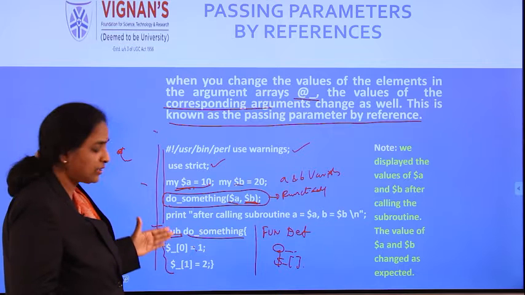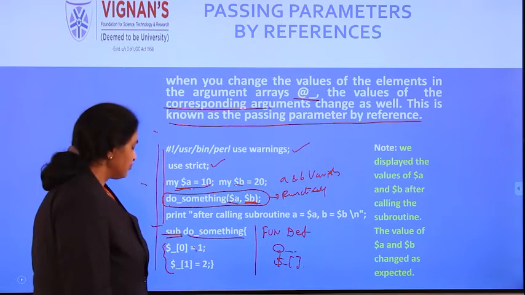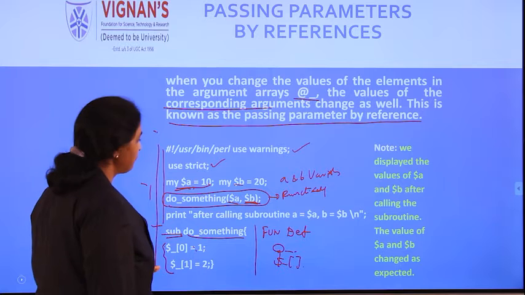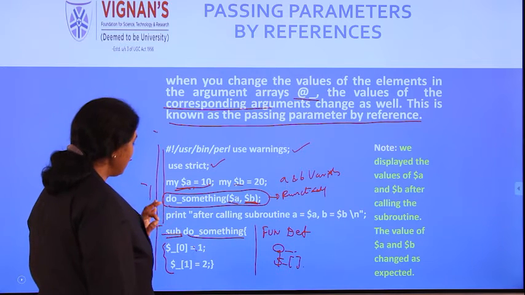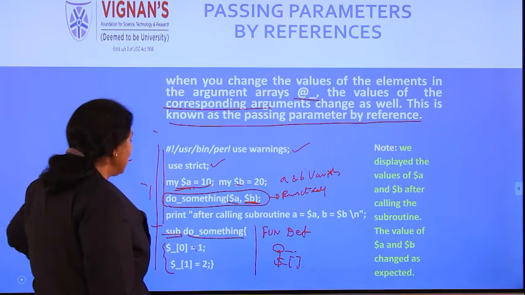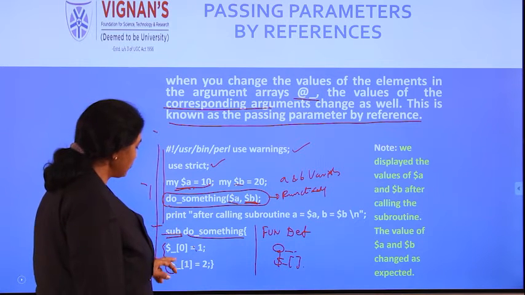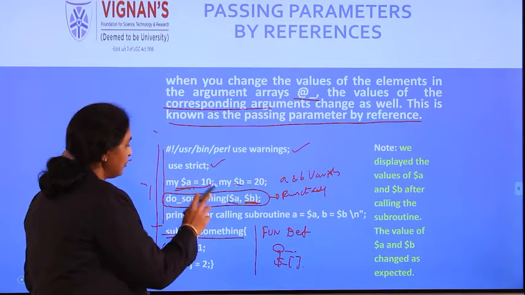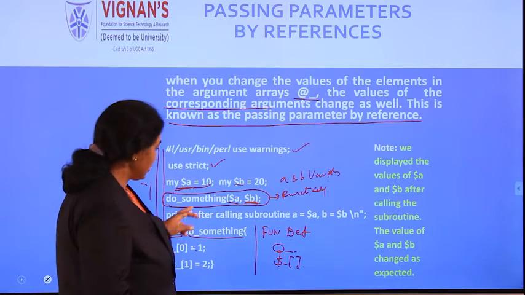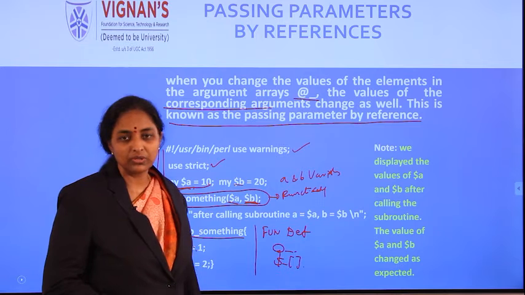In this case, you are passing the arguments by reference, and inside the function you have changed the arguments. Now after execution of this program, though your initial values are 10 and 20, if you print A and B, A is equal to 1 and B is equal to 2.